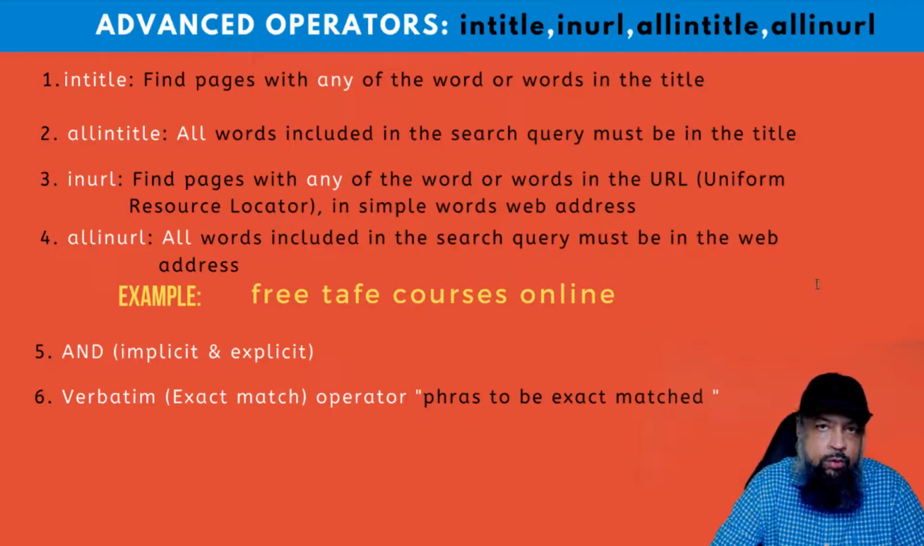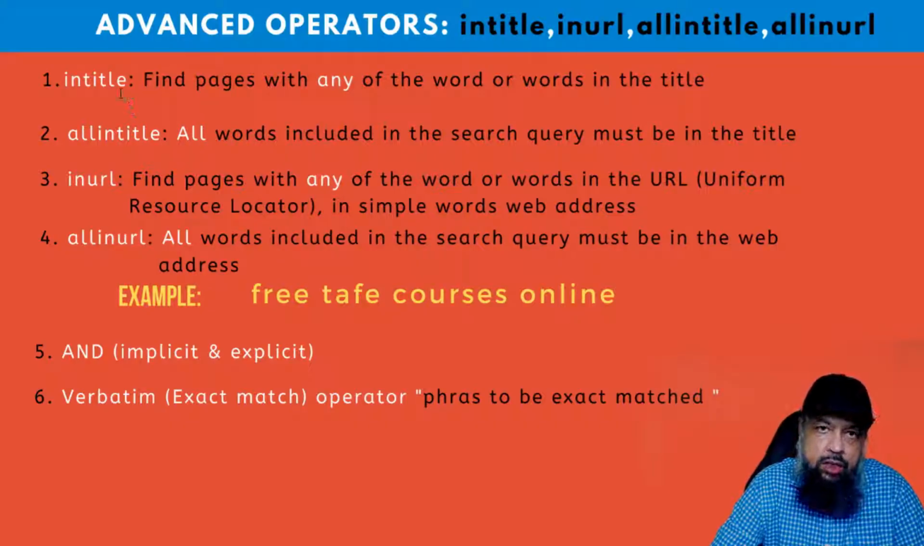In this video, we will learn these 6 advanced Google search operators: intitle, allintitle, inurl, allinurl, and both the implicit and explicit versions of AND, and verbatim, which is the exact match operator, basically a set of quotation marks. We will learn these operators by using an example. But first, I would like to briefly explain what they mean.